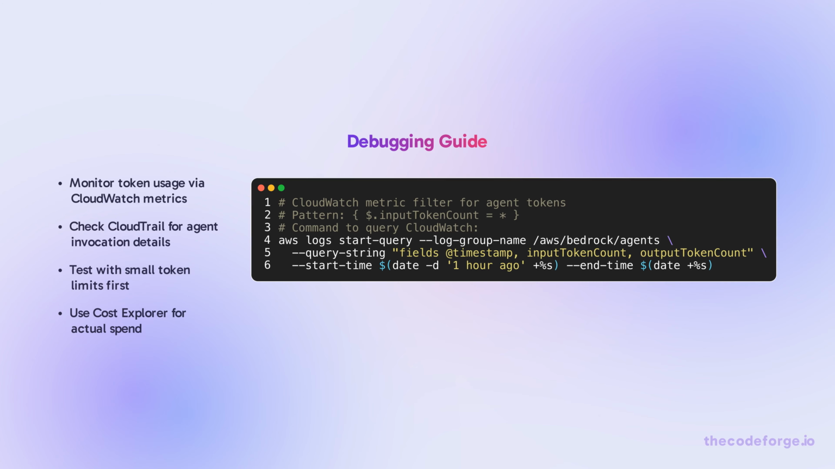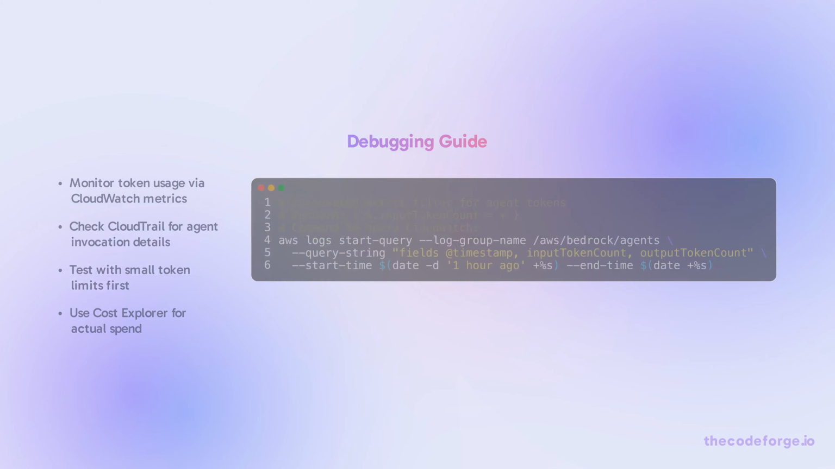To debug token costs, set up CloudWatch metric filters on input token count and output token count from Bedrock's CloudTrail events. Use the Amazon Web Services CLI to query logs and correlate token usage with specific agent invocations. Always compare against Cost Explorer for the real bill.